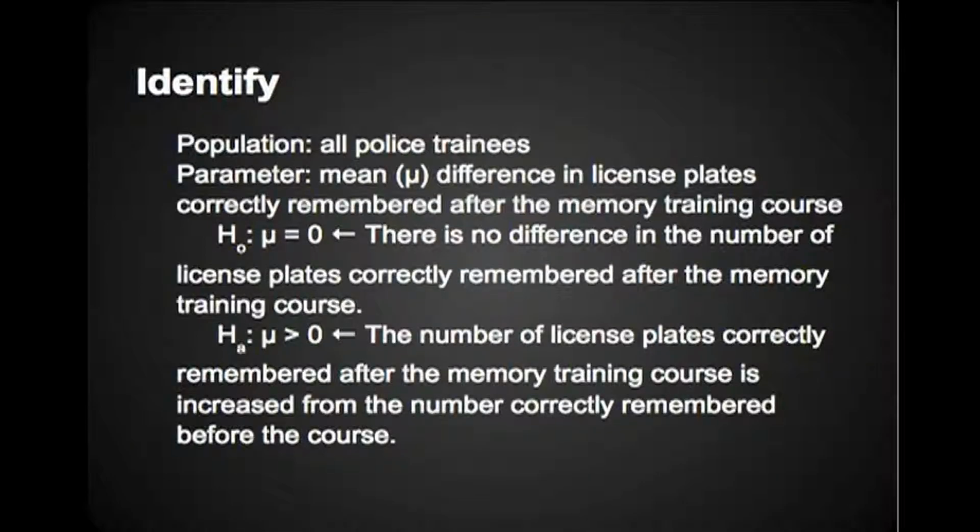First, identify the population as all police trainees. Next, identify the parameter as the mean difference mu in license plates correctly remembered after the memory training course. The null hypothesis is that mu equals 0. There is no difference in the number of license plates correctly remembered after the memory training course. The alternative hypothesis is that mu is greater than 0. The number of license plates correctly remembered after the memory training course is increased from the number correctly remembered before the course.